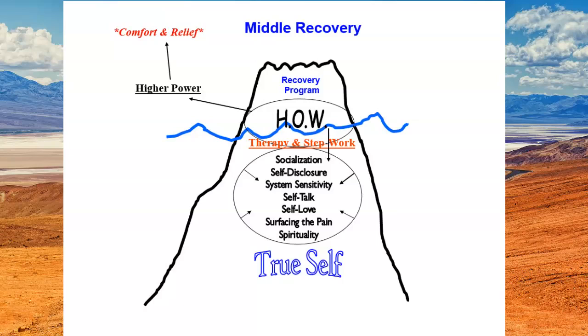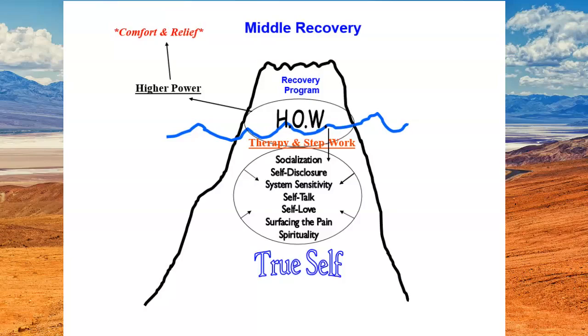Becoming sensitive to the family system that we came from is important. Changing our self-talk to support recovery. Self-love is doing the work necessary for recovery. Surfacing the pain is important, and growing in spirituality. As we do all of these things, we see that the emotional wound is healing and collapsing in on itself. This leaves room for the true self to begin to emerge. We find out things about ourselves we never knew in recovery.